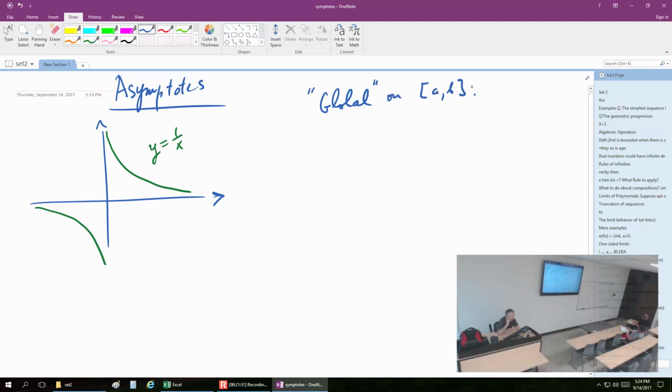So you can see that this is not the case. What we're looking at right now is, let's just take one branch and ignore the other branch. We're looking at 1 over x on the interval of 0 to plus infinity. So this is the interval we're looking at, and you can see the difference.